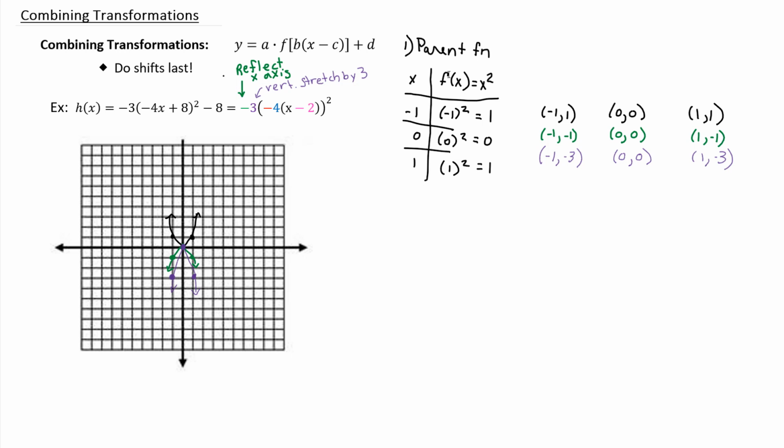And then next, notice we have this negative here as a multiplier, and it's happening inside of the square, so it's happening on the x. So that should signify that you reflect across the y-axis.